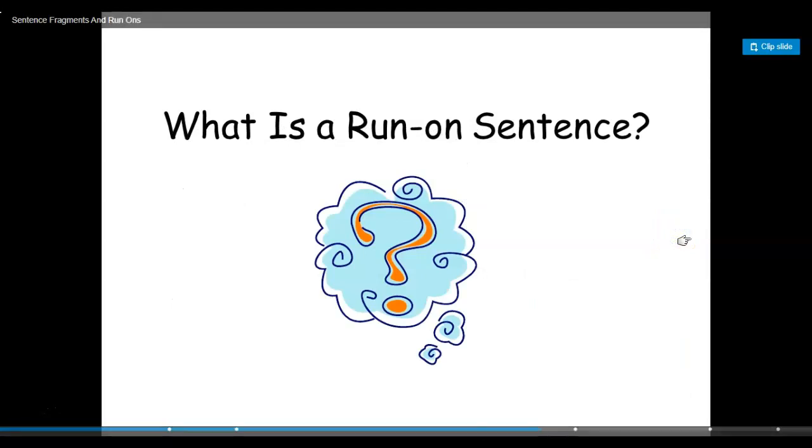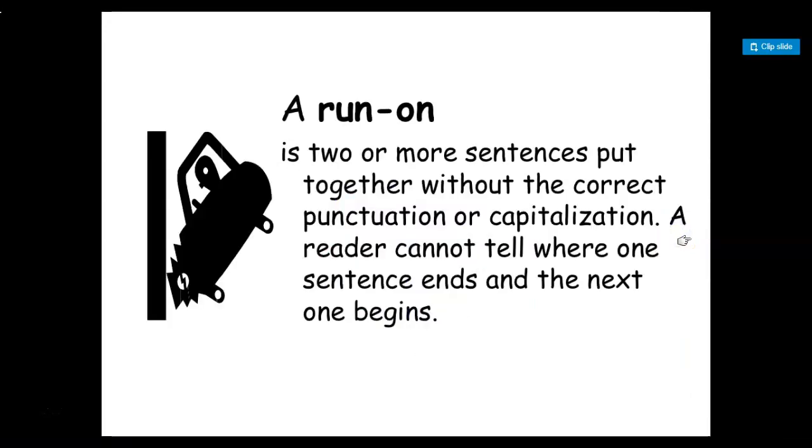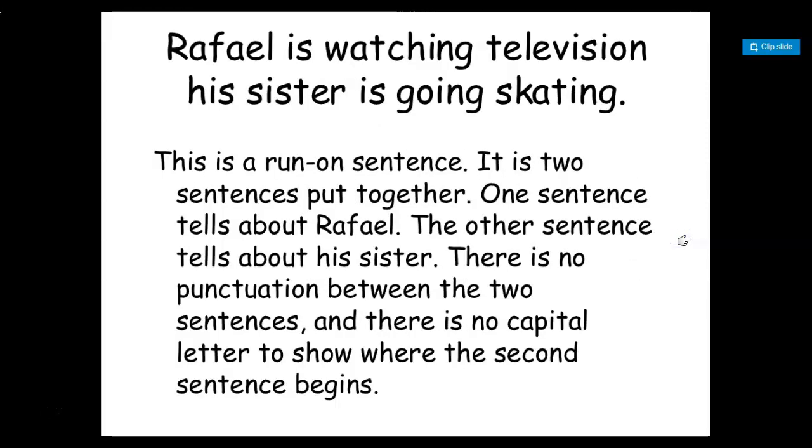Now let's talk about run-on sentences. A run-on is when you have two or more sentences put together without the correct punctuation or capitalization. A reader can't tell where one sentence ends and the next one begins. So Rafael is watching television and his sister is going skating. This is a run-on sentence.